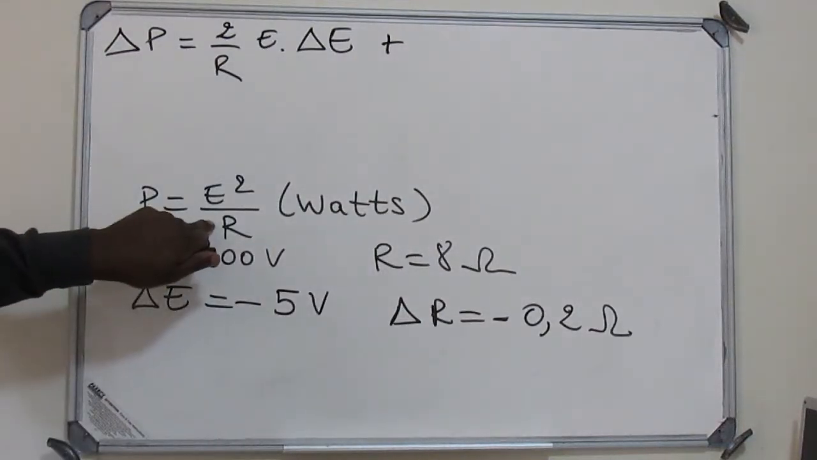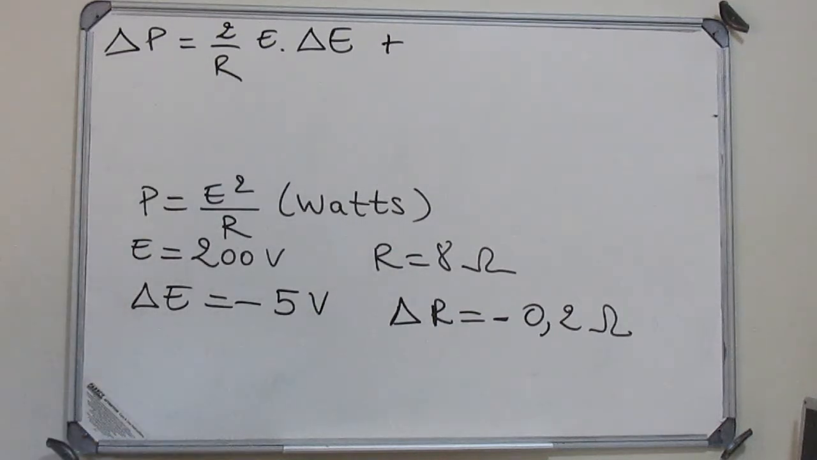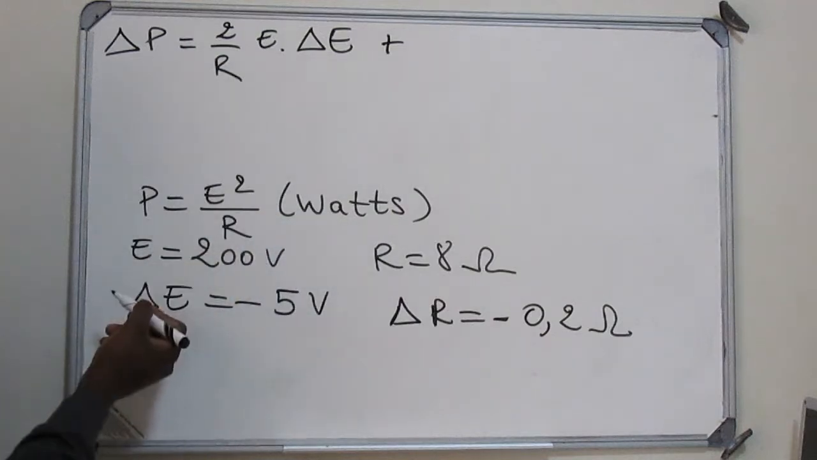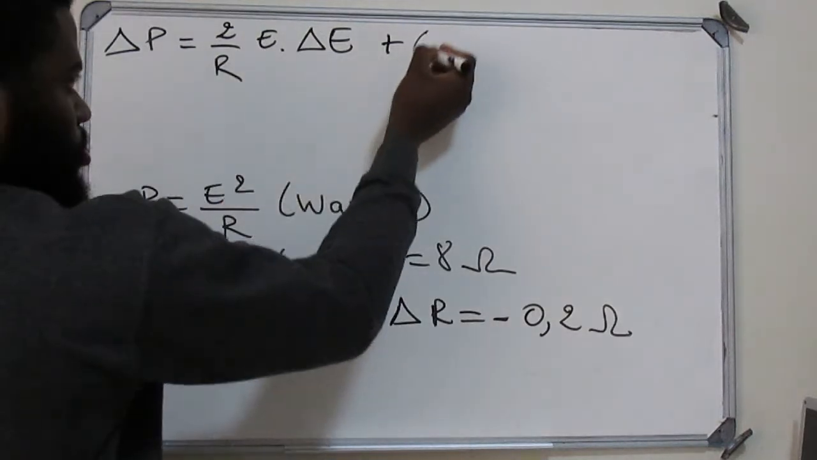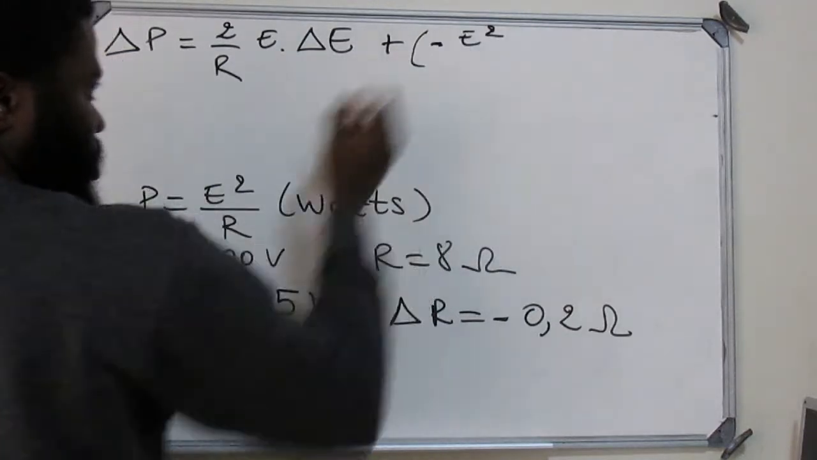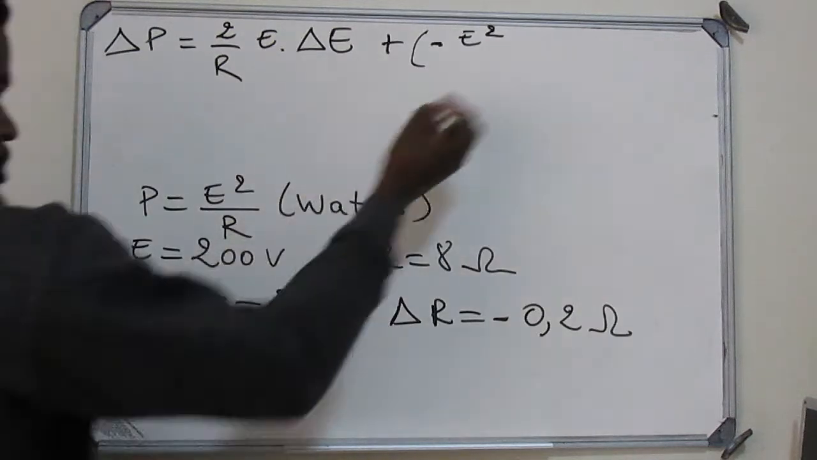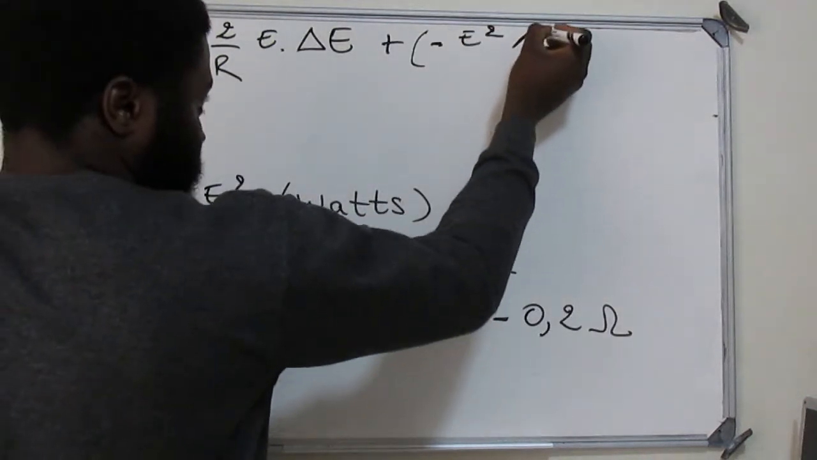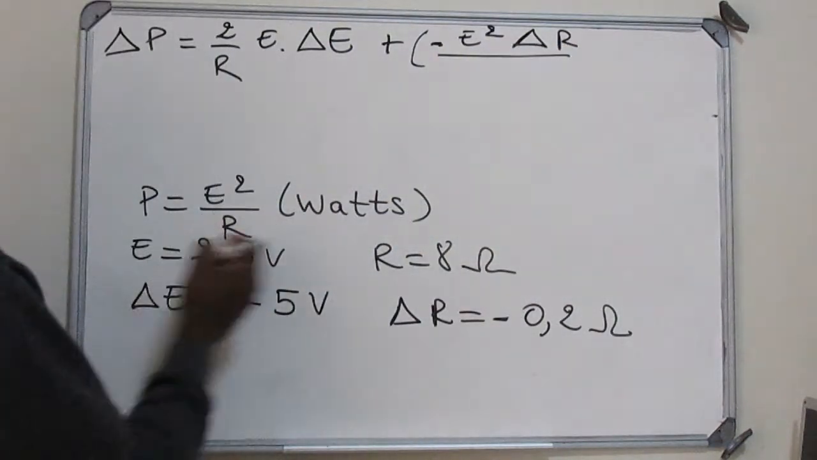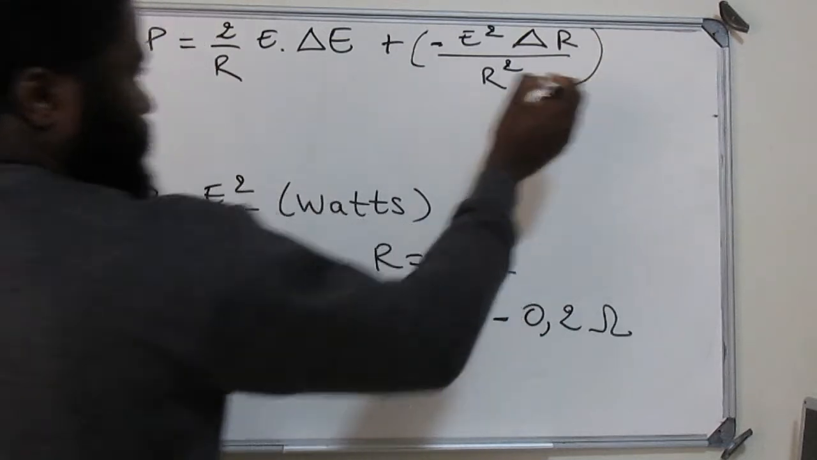Now we're going to differentiate with respect to R. We regard E as our constant. So we're going to apply the quotient rule here. The quotient rule is going to be negative E squared, and now we are deriving with respect to R. For the derivative of R, we're just going to write the rate of change in R over R squared.